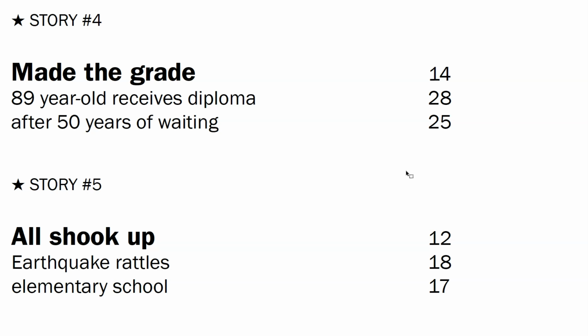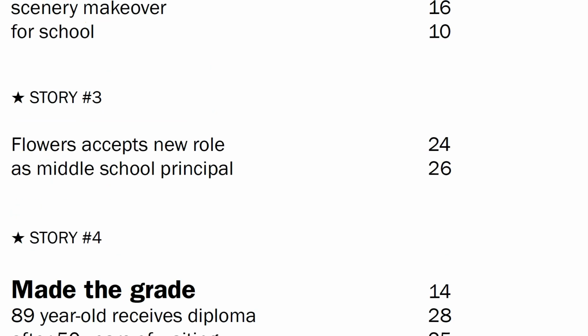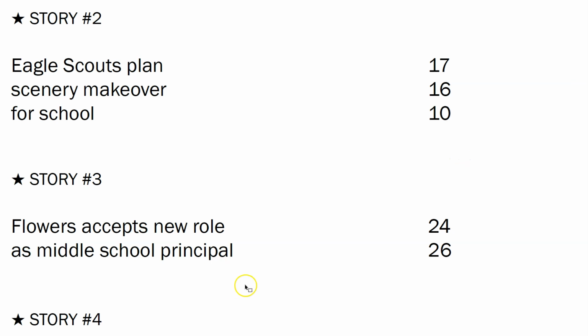So for instance, in story number 4, the main headline is catchy, Made the Grade. It rhymes. It's kind of attractive like that. And then the secondary headline is just like those regular headlines: 89-year-old receives diploma after 50 years of waiting. Or how about this one? All Shook Up. Earthquake rattles elementary school. So a main headline is a little more attention grabbing, and then the secondary headlines function like the regular headlines that we saw here, like a 1-line headline. Grant to pay for AP test fees. Or like these that we saw up here. So that's the difference, and you need to pay attention to those.